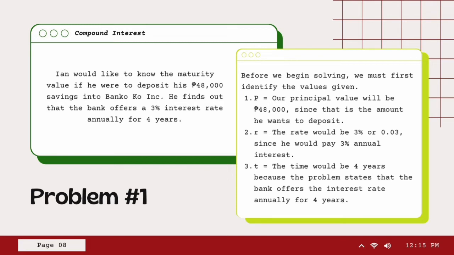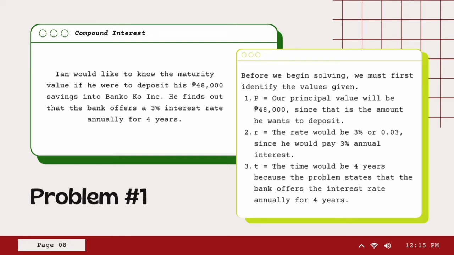Before we begin solving, we must first identify the values given. P. Our principal value will be 48,000 pesos since that is the amount he wants to deposit. R. The rate would be 3% or 0.03 since he would pay 3% annual interest. T.